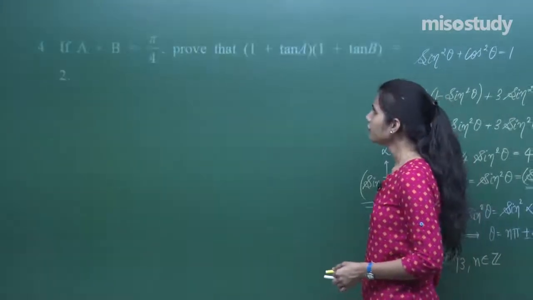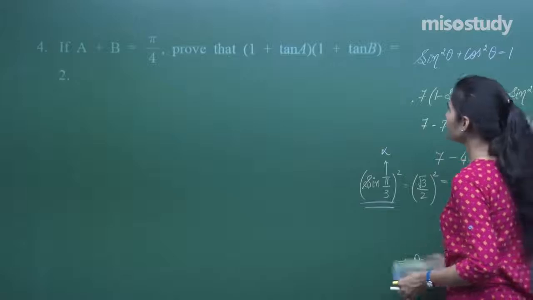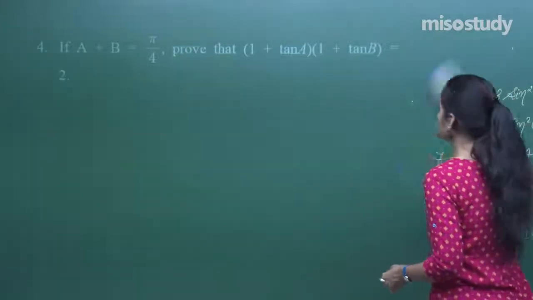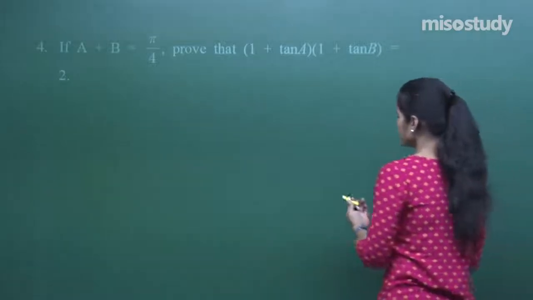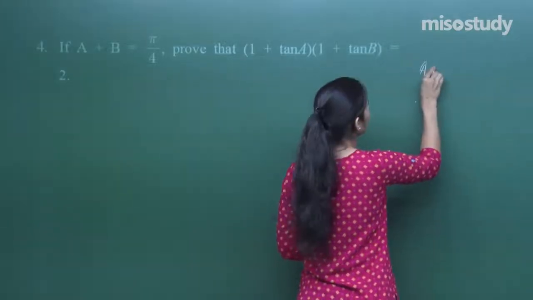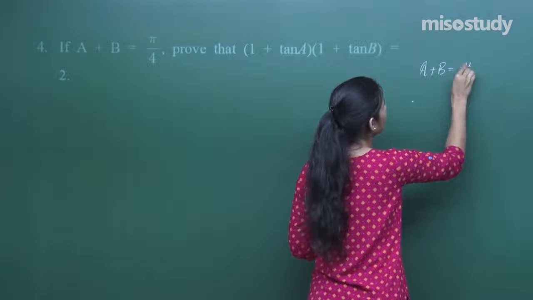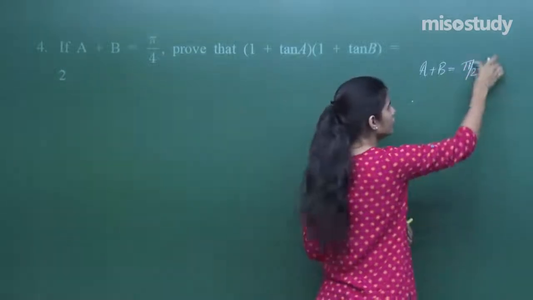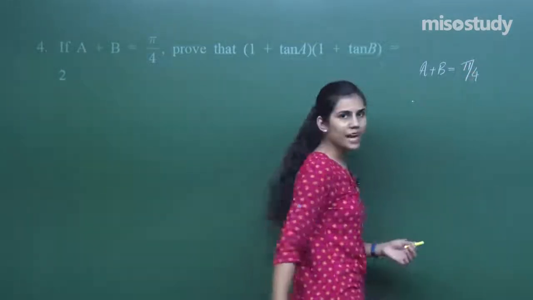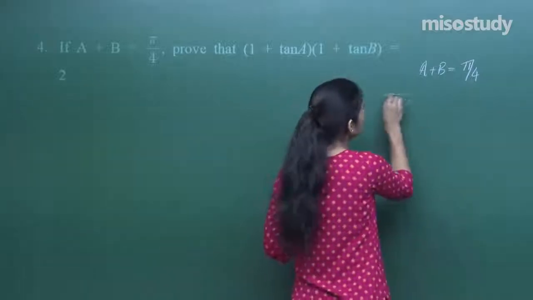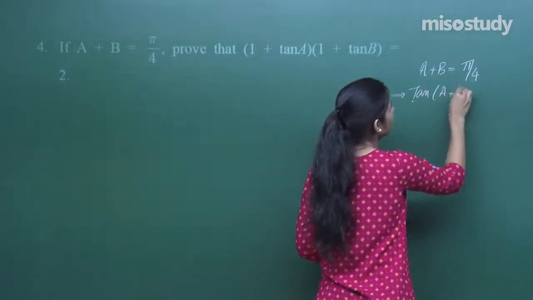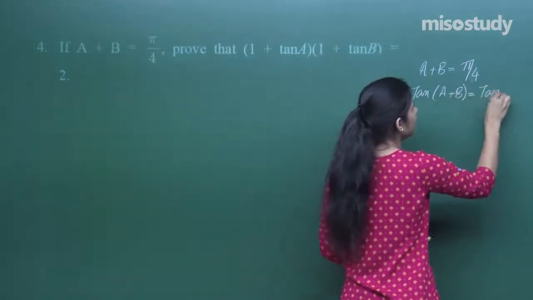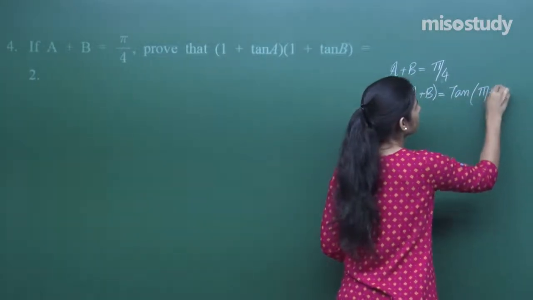Next question we have: if a plus b is pi by 4, prove that 1 plus tan a into 1 plus tan b is 2. How are we going to prove this? A plus b is given to be pi by 4. I know tan pi by 4 is 1. So I am going to use that. If a plus b is pi by 4, tan of a plus b is tan of pi by 4, which is 1.